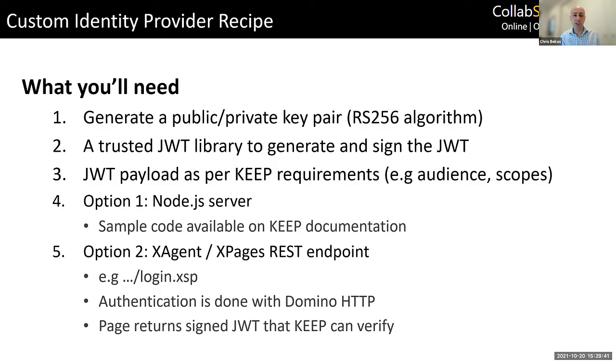On the Keep documentation, there's some sample code available, some templates to get you started, should you want to go down that path. And you could even go with an XAgent type of architecture or an XPages REST endpoint. If you wanted to, for example, retain that authentication upfront with Domino first, and let Domino or your XAgent or XPages generate the token for you, you could effectively do that. That's one of the options. So effectively, anything that can return back a valid JSON Web Token that's been signed with a public key that Keep is configured to accept, then you're good to go. Again, you would only go down this path if none of the external provider options met your needs and you decided to roll your own service.